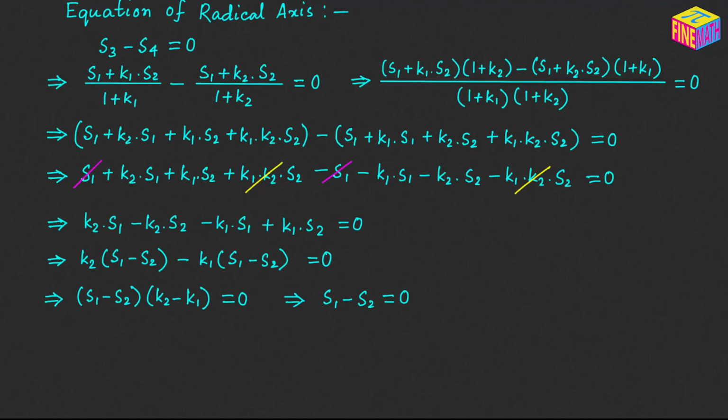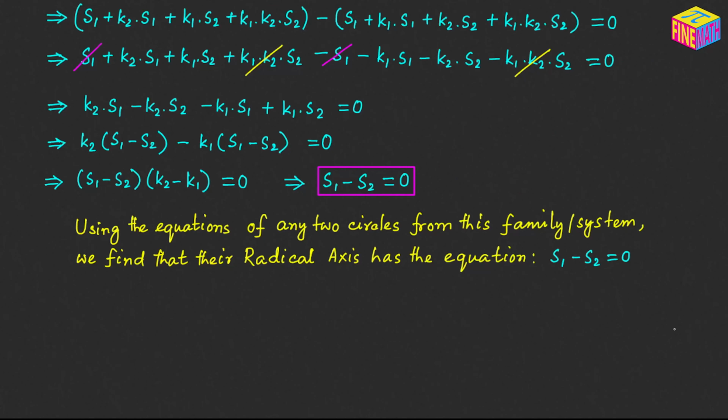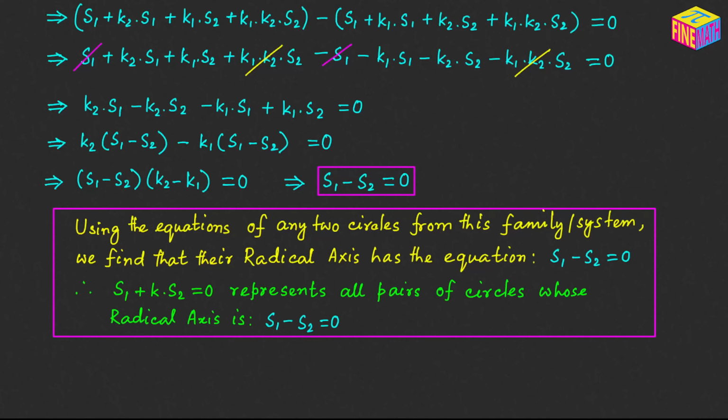And as you can see, this is representing the radical axis of the two sample circles that we started with. So here I have noted that using the equations of any two circles from this family or system, we find that the radical axis has the equation s sub 1 minus s sub 2 equals 0. And that concludes the proof. I hope the proof was clear. Next, we are going to take a look at a couple of special cases.